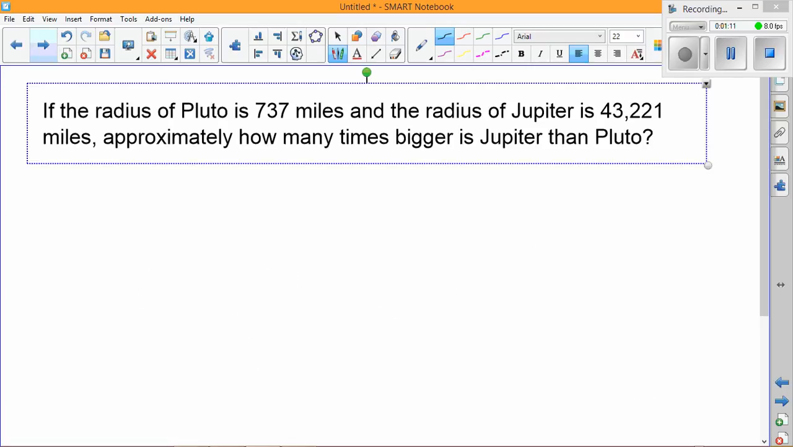So in this lesson, we come across problems like this. If the radius of Pluto is 737 miles and the radius of Jupiter is 43,221 miles approximately, how many times bigger is Jupiter than Pluto? So just looking at the radius of Pluto, I can know that 737 is approximately 10 to the third power, 1,000. It's pretty decently close to 1,000.